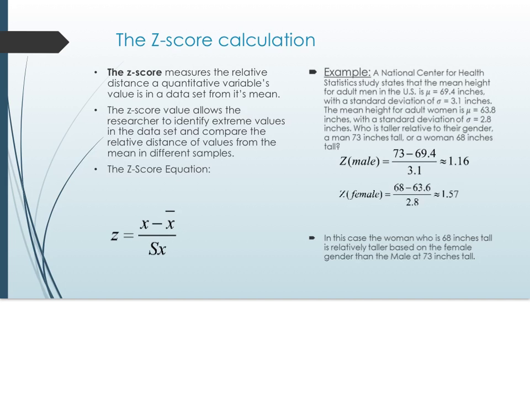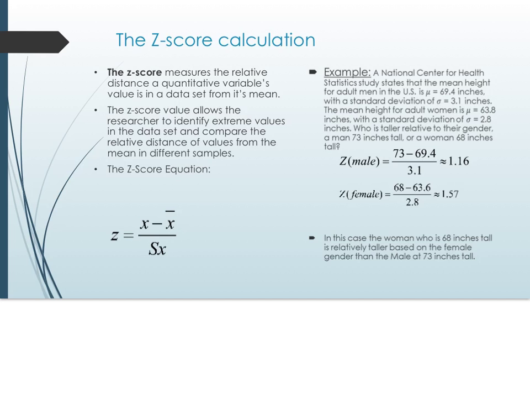The z-score is one of our most important calculations in statistics. It tells us the relative distance of a variable's value in relationship to its mean within the data set. The z-score value allows the researcher to identify extreme values in the data set and compare the relative distance of the value from the mean in different samples. We're also going to be looking at the z-score to identify things like outliers.